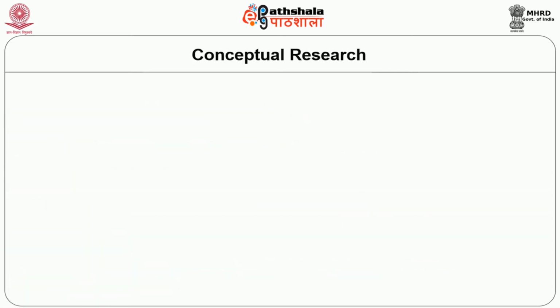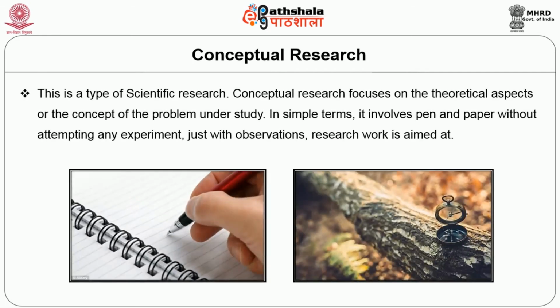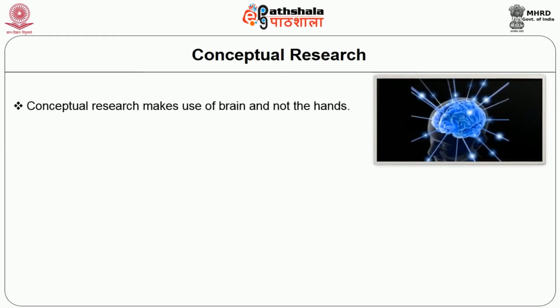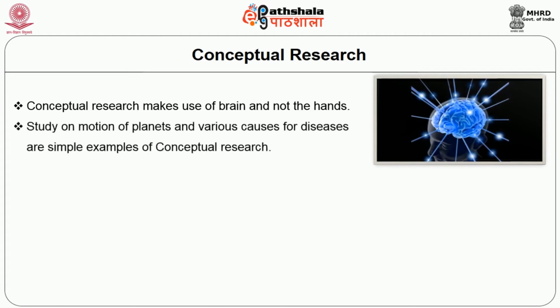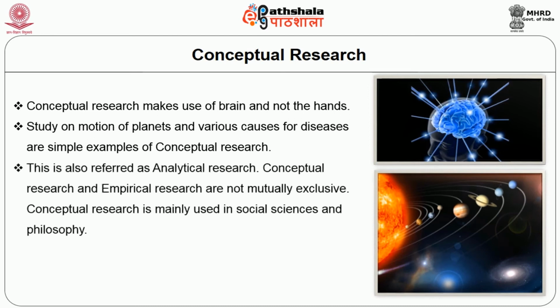Now, let us move on to the third type of research, conceptual research. This is a type of scientific research, the other being empirical research. Conceptual research focuses on the theoretical aspects or the concept of the problem under study. In simple terms, it involves pen and paper. Without attempting any experiment, just with observations, research work is aimed at. Conceptual research makes use of brain and not the hands. Study on motion of planets and various causes for diseases are simple examples of conceptual research. This is also referred to as analytical research.